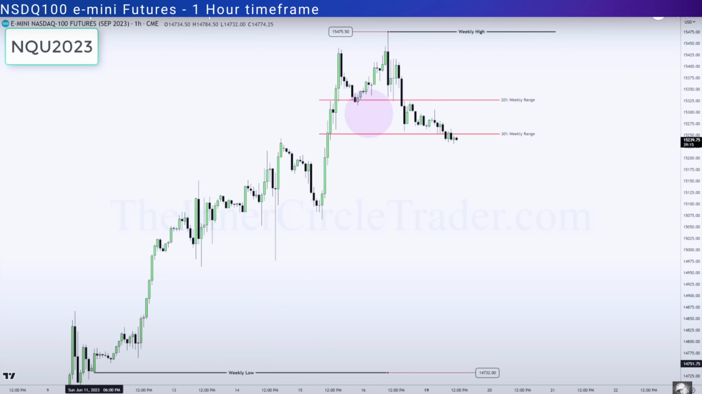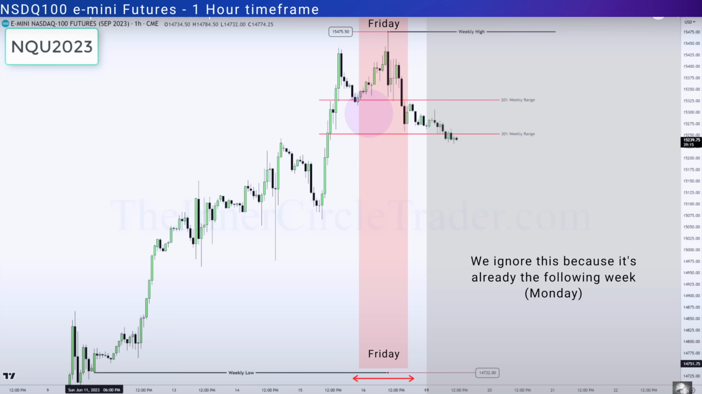Now, let's look at the 1-hour time frame and let's observe the price movements. What can we actually observe here? If you want, you can pause the video for a moment and observe the price movements on your own. So ICT shows us here in pink the Friday movement. He also tells us that where the gray starts, it's actually the following week, the 19th of June, and we can ignore that because it's already the movements of the following week, so we can just forget about it for a moment. Let's focus on Friday.